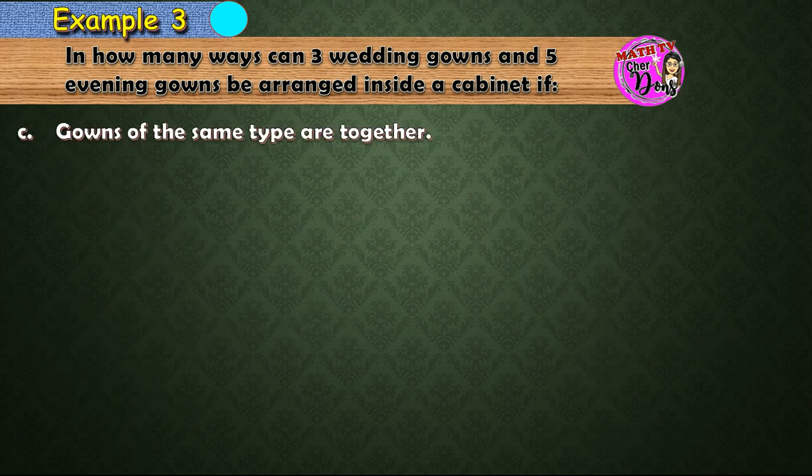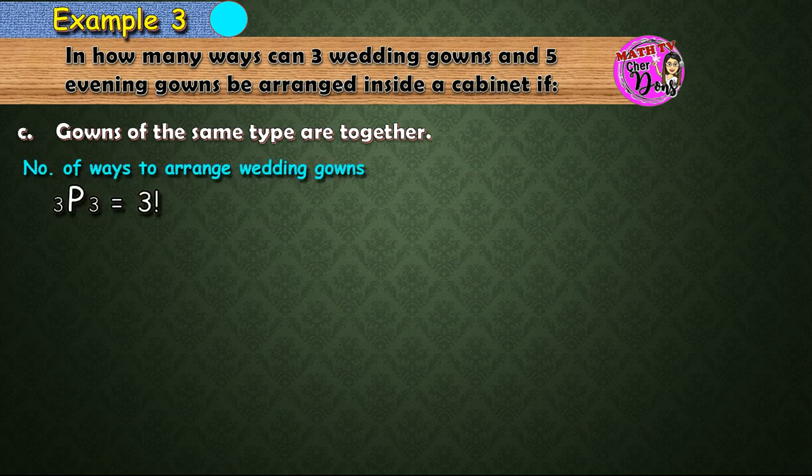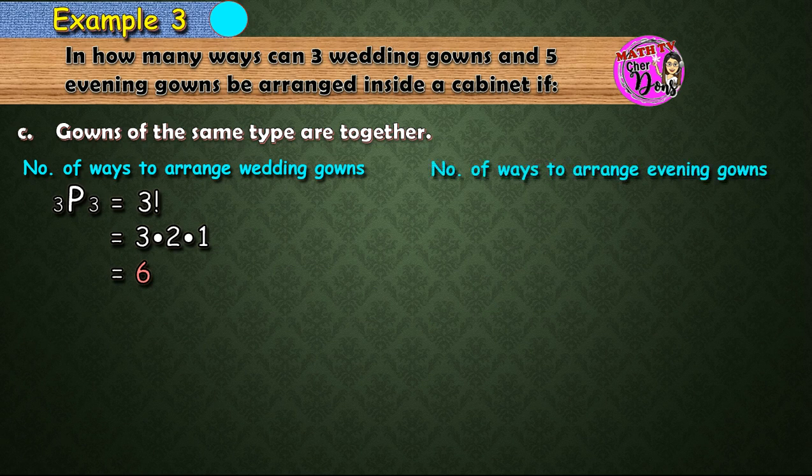For letter C, gowns of the same type are together. Again, we need to identify the number of ways we can arrange wedding gowns, and that is permutation of 3 objects taken 3 at a time. It is equal to 3 factorial. Simplifying it, we have 3 times 2 times 1 equals 6. After that, we need to get the number of ways we can arrange evening gowns. There are 5 evening gowns, so we have permutation of 5 objects taken 5 at a time is equal to 5 factorial. Simplifying it, we have 5 times 4 times 3 times 2 times 1, it is equal to 120.